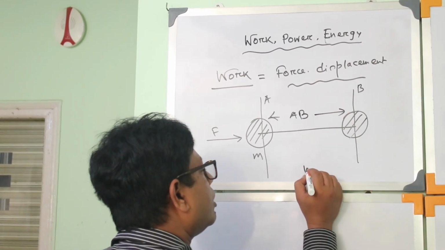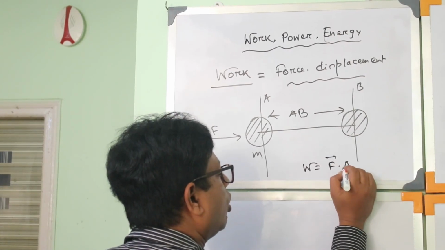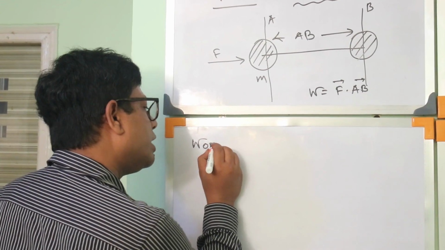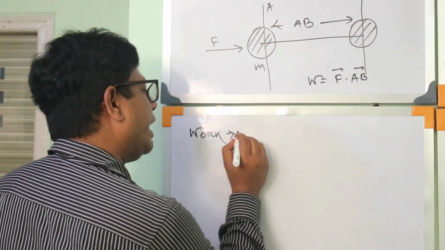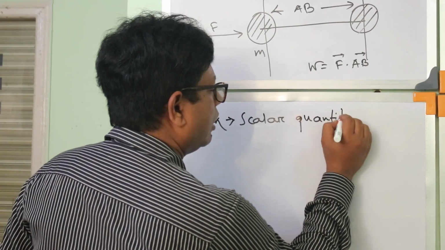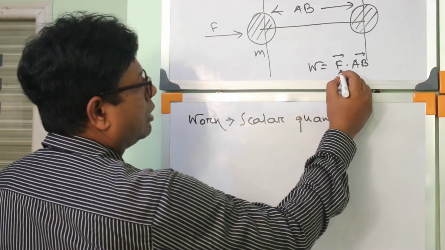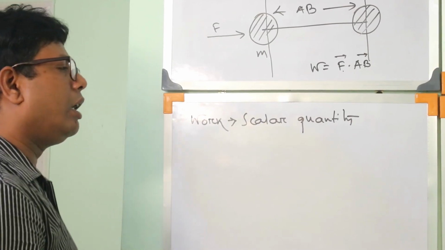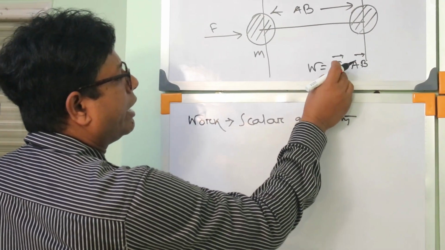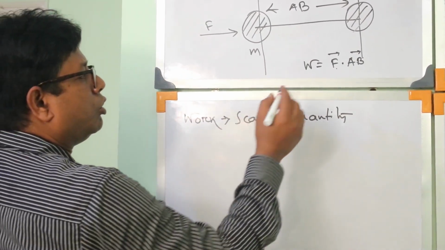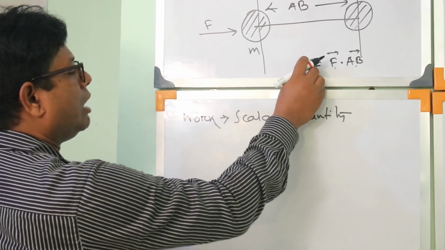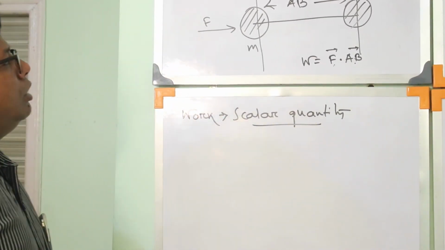So what will be the work? Work is equal to force dot displacement. Why is this called a dot product? Because work itself is a scalar quantity. But force is a vector, and displacement is also a vector. So if two vectors are dot producted, then the result will be a scalar one. So the two vector quantities have a dot product and ultimately work is a scalar quantity. So this is the work.